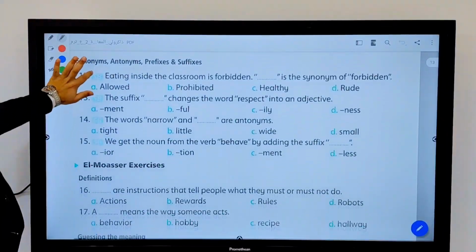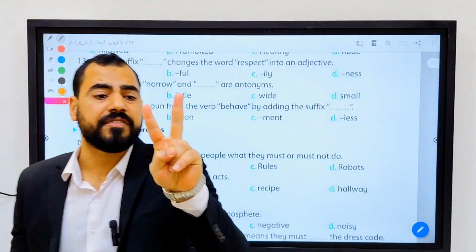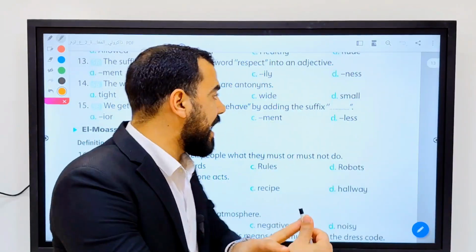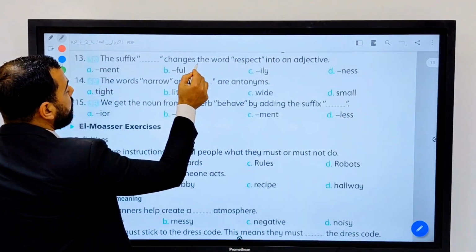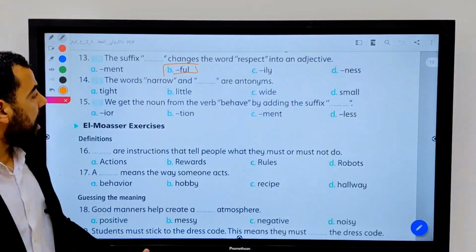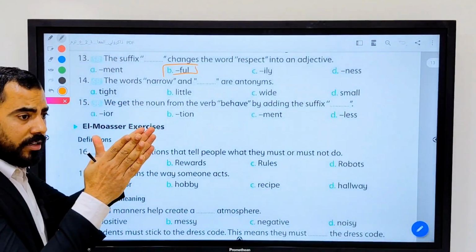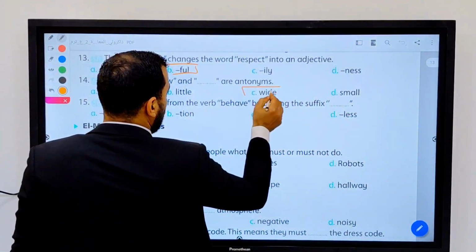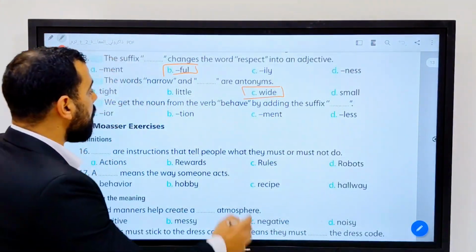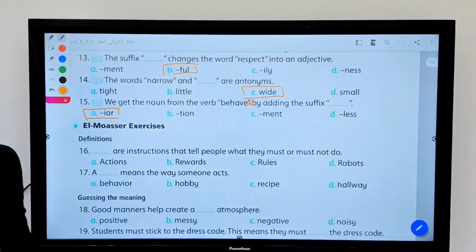Okay, now let's move to number 13. The suffix changes the word respect into an adjective. We have two suffixes, ed or ful. So respected is an adjective, respectful is an adjective. So we don't have ed, but we have ful to become respectful. The words narrow and wide are antonyms. Okay, they are opposites to each other. So narrow is the opposite of wide. Yes, we get the noun from the verb behave by adding the suffix: we add I-O-R and we omit E to become behavior.